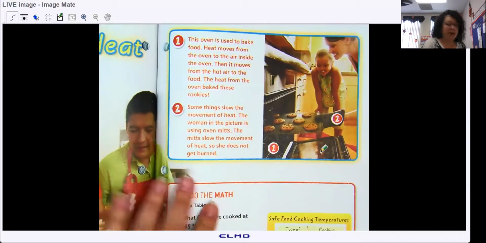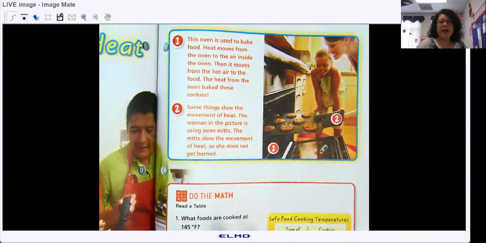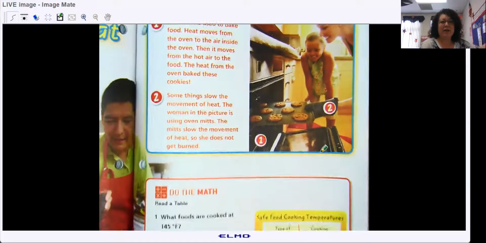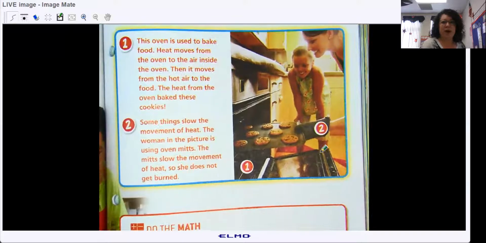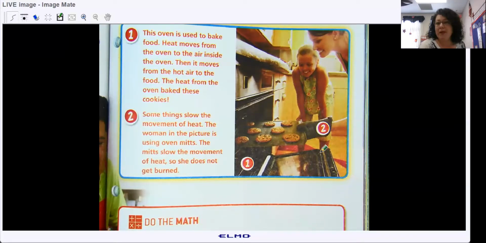All right, on the next page, we have a 1 and a 2. So let's read 1. This oven is used to bake food. Heat moves from the oven to the air inside the oven. Then it moves from the hot air to the food. The heat from the oven baked these cookies. Okay, well, now I want a sweet treat because the last page we saw marshmallows and now we got cookies.